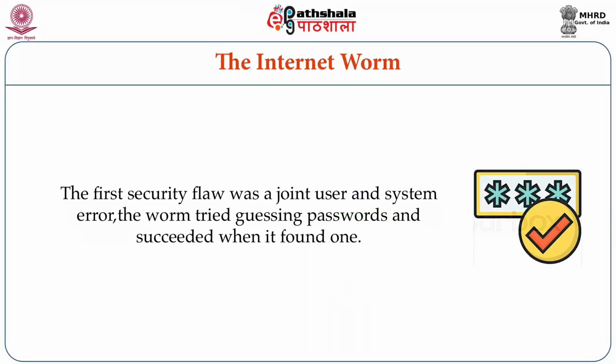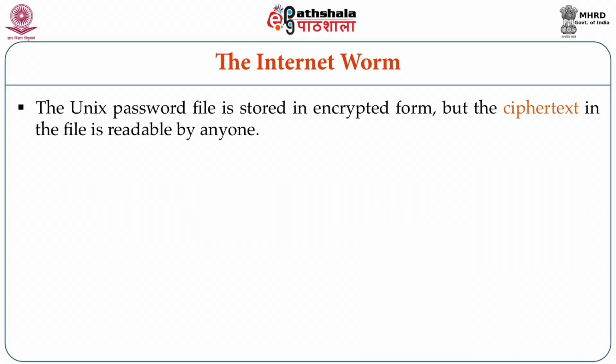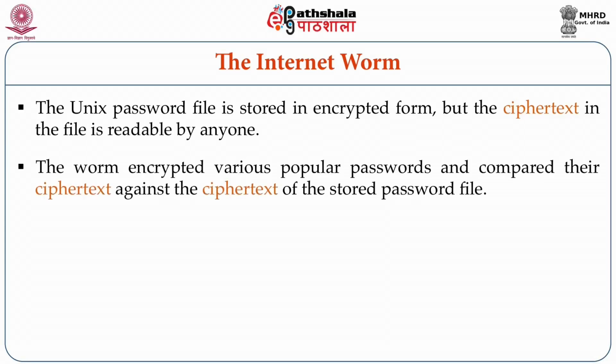The first security flaw was a joint user and system error. The worm tried to guess the passwords, and if the password was guessed correctly, it succeeded. Usually the Unix password files are stored in encrypted form. The ciphertext in the file is readable by anyone. The worm encrypted various popular passwords and compared their ciphertext against the ciphertext stored in the password file.